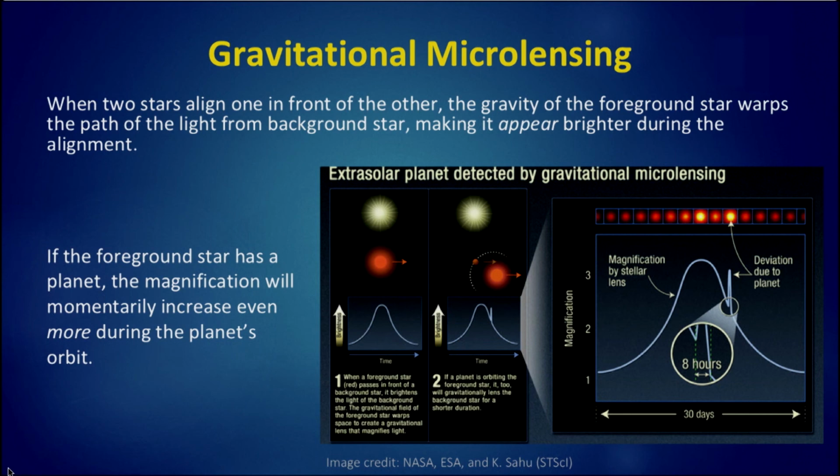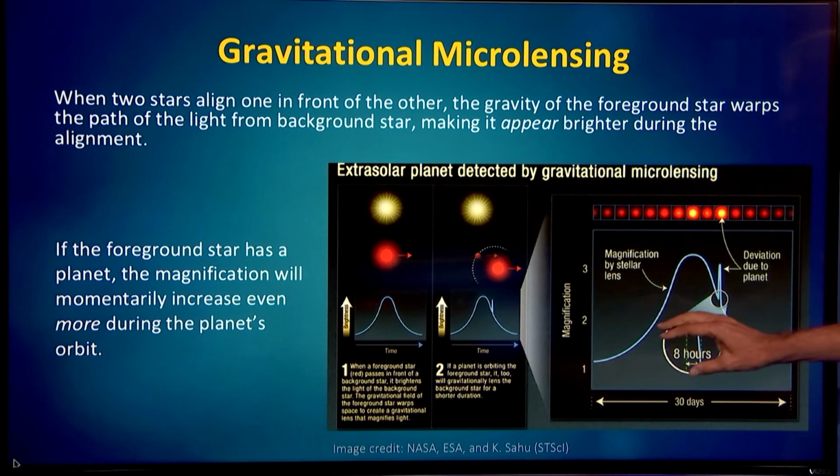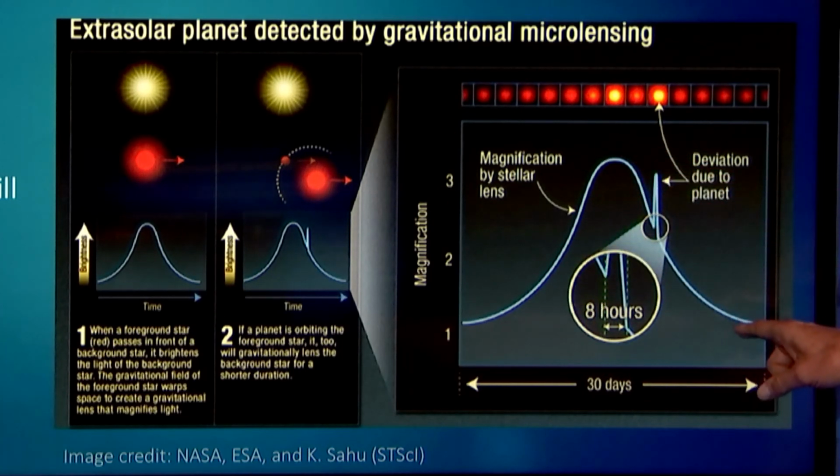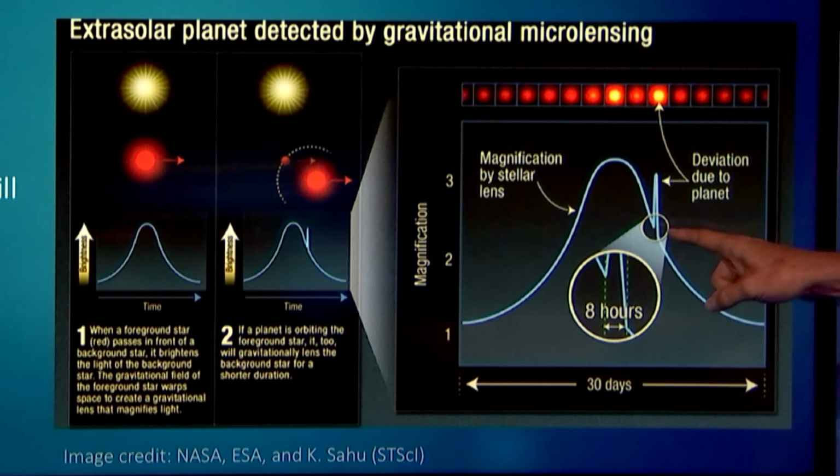So when two stars align in front of one another, the gravity of the foreground star can warp the light from the background star, making it appear brighter during the alignment. If the foreground star has a planet, that magnification will increase even more. And so we see what's happening here. As an invisible foreground star passes in front of the background star, the light increases in a lensing event. And if that star is also accompanied by a planet, the planet adds a component of lensing.